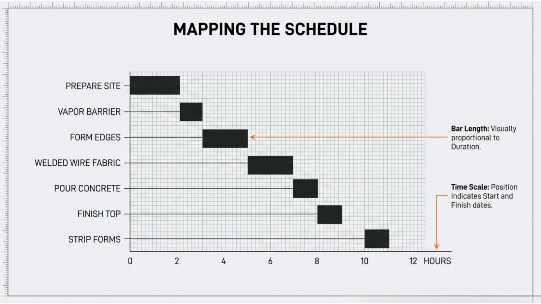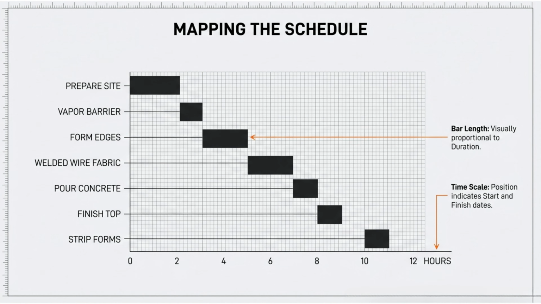Now we get to actually read the chart. And I promise, this is simpler than assembling flat-pack furniture. Look at the example here. A concrete slab construction sequence. Prepare site, vapor barrier, form edges, welded wire fabric, pour concrete, finish top, strip forms. 7 activities, 1 chart. All the information you need. The horizontal axis is your timeline, in this case, hours. The vertical axis lists your activities.